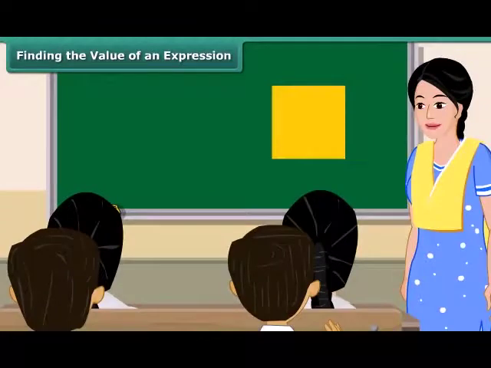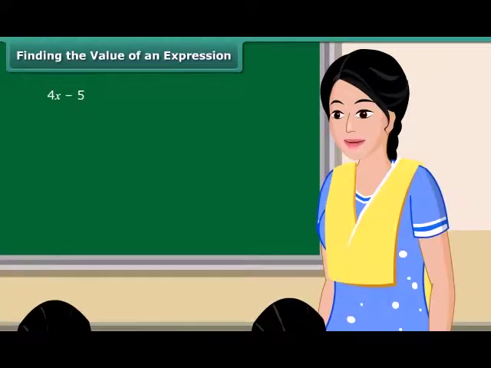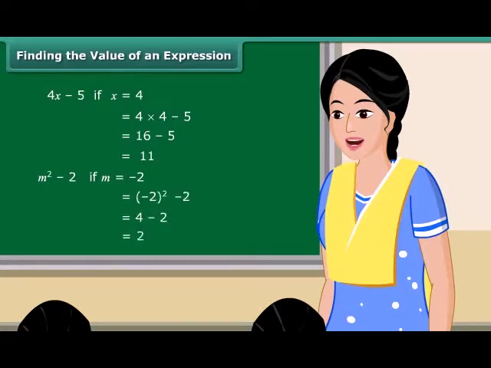See this square? It has an area equal to L square. If the value of L is equal to 4 centimeters, then what would be the area of this square? That's right, it would be 16 centimeters square. So children, there are a number of situations in which we need to find the value of an expression. Consider the expression 4x minus 5. If the value of x is equal to 4, then the given algebraic expression is equal to 4 into 4 minus 5, which is equal to 16 minus 5, that is 11. Similarly, if m is equal to minus 2, then the value of the expression m square minus 2 will be equal to 2.